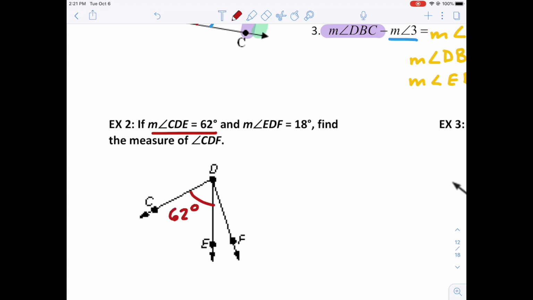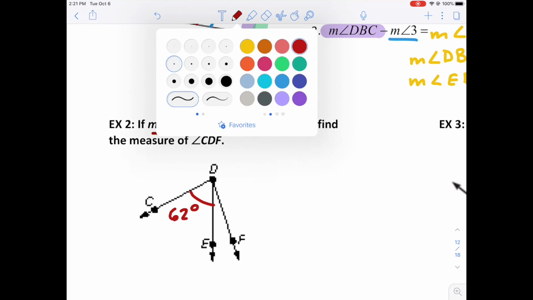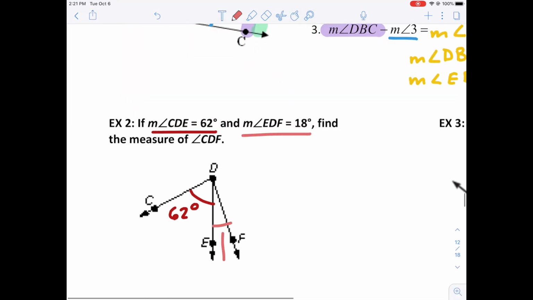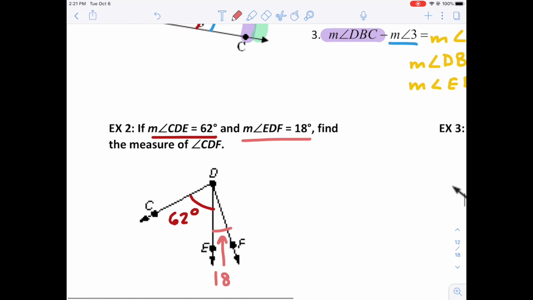And then we're told that measure of angle EDF is 18 degrees. So this is 18 degrees. It says find the measure of CDF. So we can go back and look at our angle addition postulate that says if P is in the interior of RST, and we do want to check that point E is on the interior of CDF before we can apply the angle addition postulate. It's in the perfect position, so that means we can set up the angle addition postulate for this example.